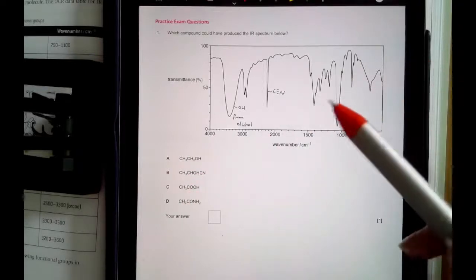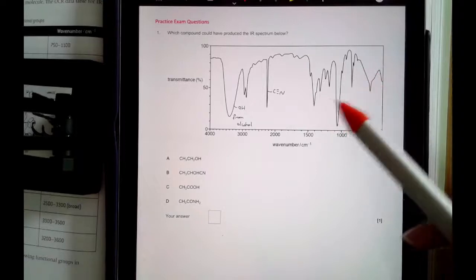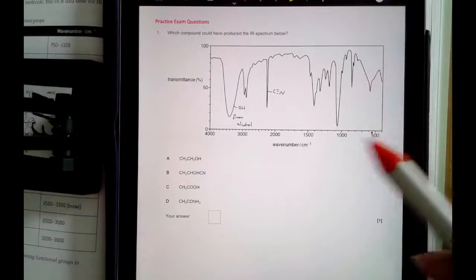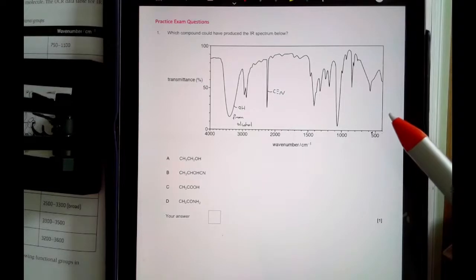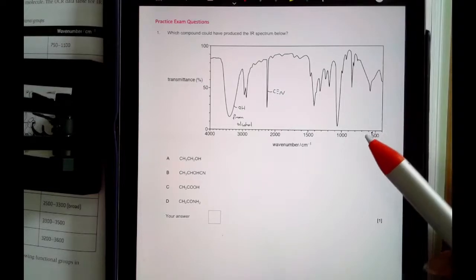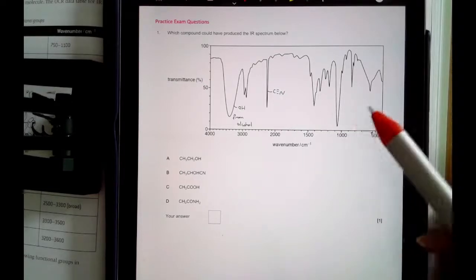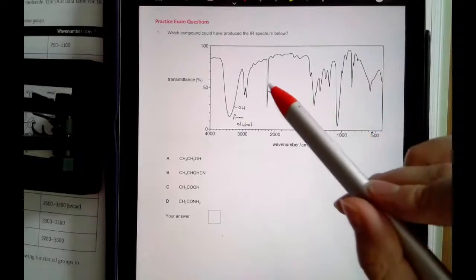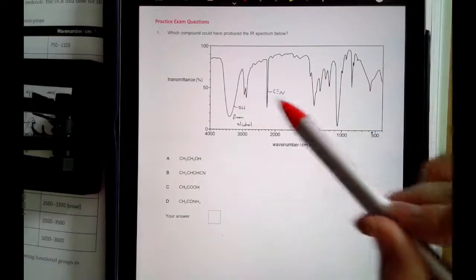spectrum. So I know there's lots going on here below 1500, but below 1500 is what we call the fingerprint region. It's hard to analyze, and we tend to just ignore everything below 1500. So I'm just going to focus on the peaks on the left hand side of the spectrum.